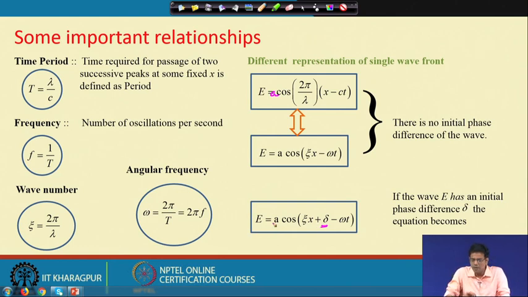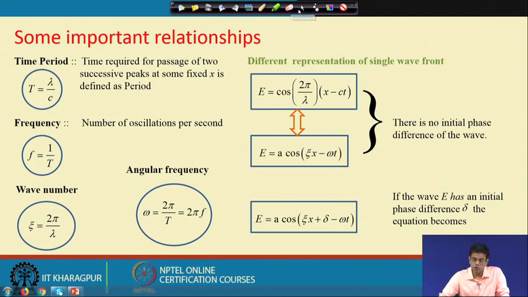Here E is the magnitude, xi is my wave number, x is the propagation direction, delta is the phase difference, omega is my angular frequency, and t is my time. So, this is finally the solution of the simple harmonic case.